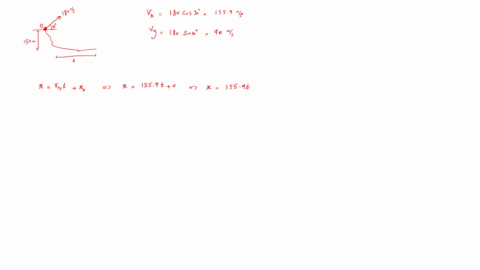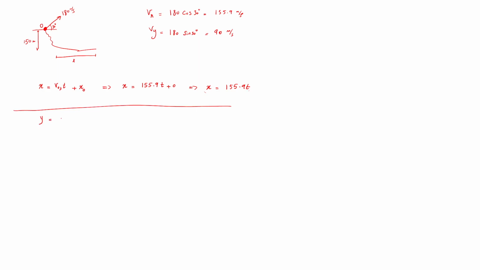So based on this equation, the position of the particle along the horizontal motion is 155.9 t. We are looking for x, but as you can see, we don't have any information about the time. For this reason, for finding the time when the projectile hits the ground, we have to use the vertical motion equation.